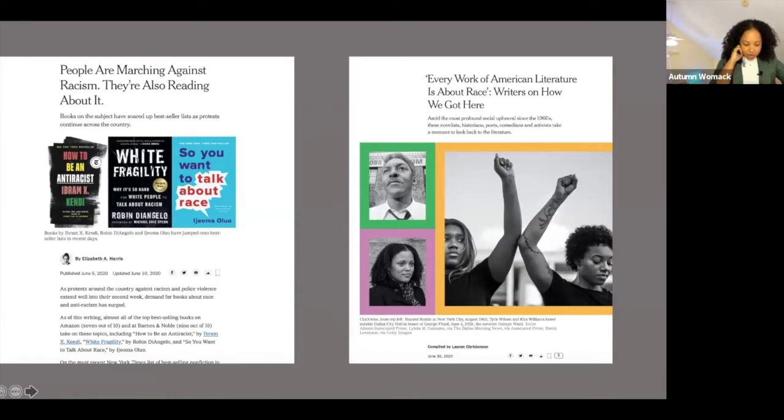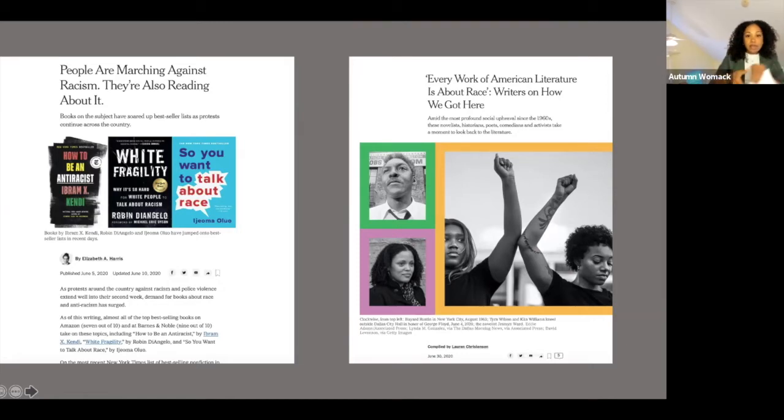On June 10th, for example, the New York Times printed the article, "People Are Marching About Racism, They're Also Reading About It," a survey of the record-breaking sales figures for books about anti-racism that included works like How to Be an Anti-Racist, which is probably still backorder, and White Fragility.